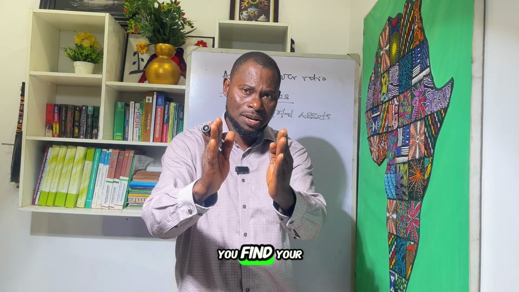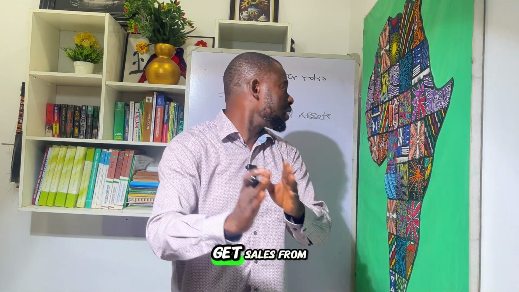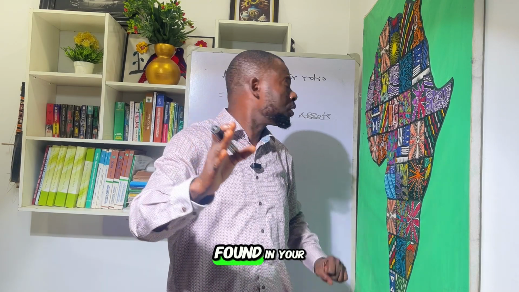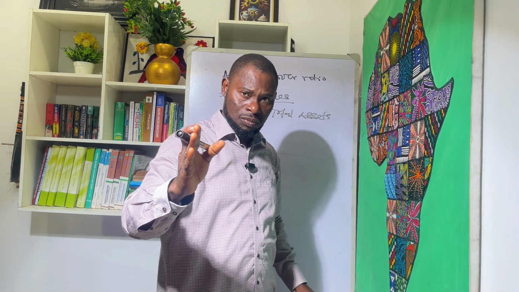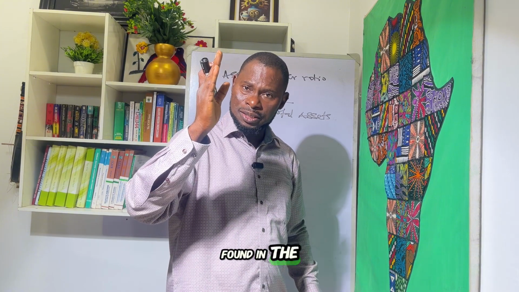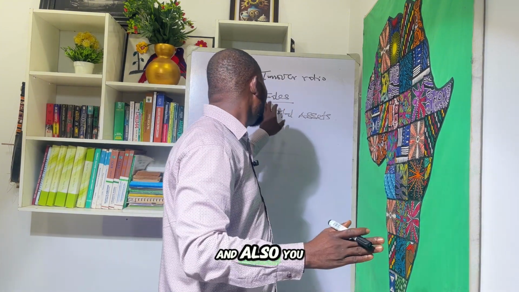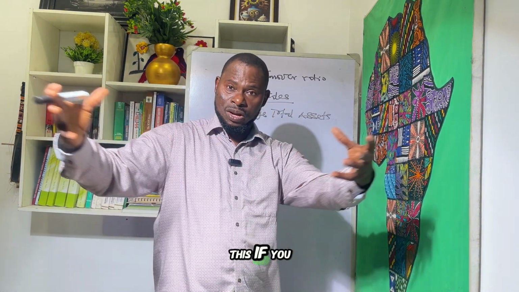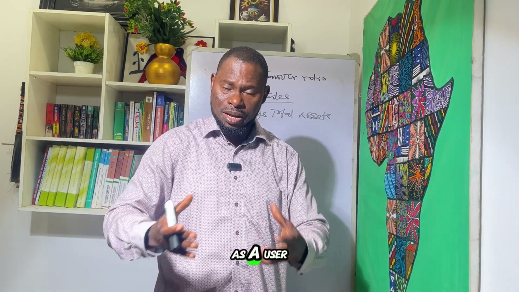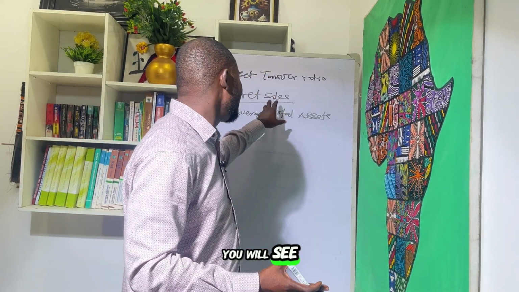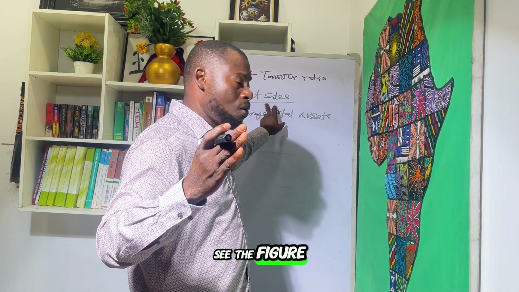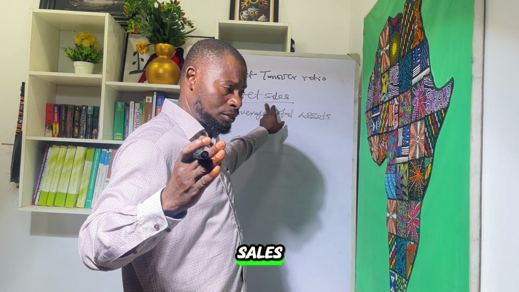And where do you find your sales? Where do you get sales from? Sales will be found in your day books. They will be found in your cash book. They will also be found in the sales day book. And also, you could see this if you are doing the analysis as a user of the account. You will see this maybe in the notes or you just see the figure as that of sales.